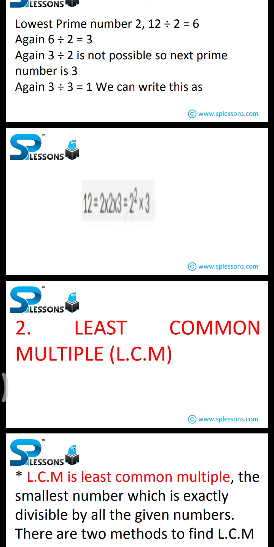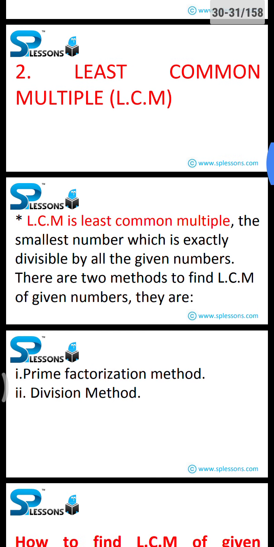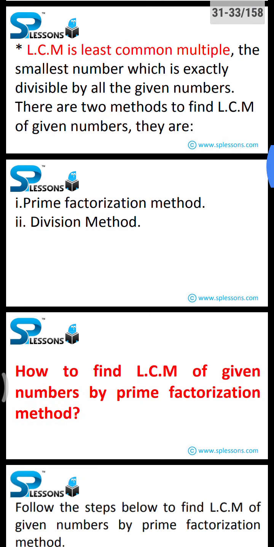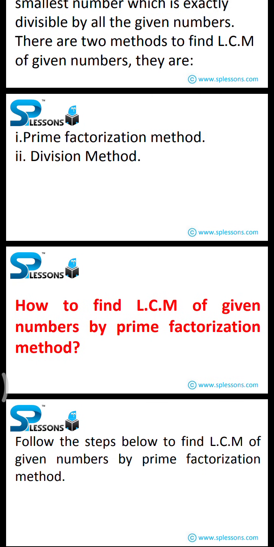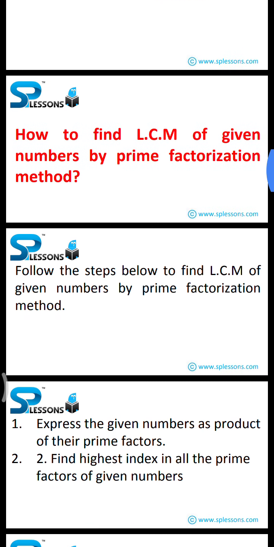Second one, least common multiple, LCM. LCM is the least common multiple, the smallest number which is exactly divisible by all the given numbers. There are two methods to find the LCM of given numbers. The first one is the prime factorization method, the second one is the division method. How to find the LCM of given numbers by the prime factorization method? Follow the steps below.